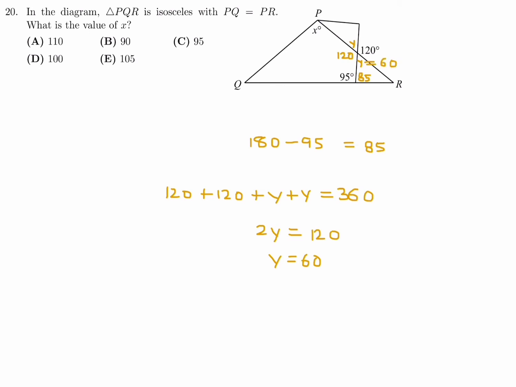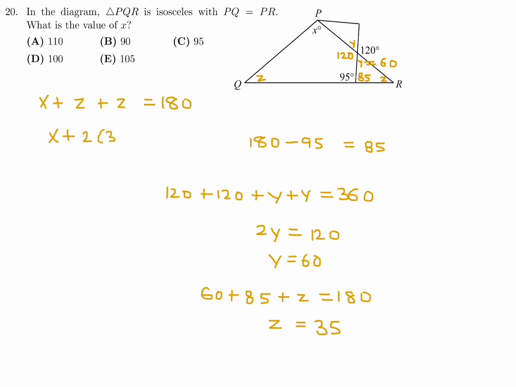So now if I call this, let's say Z, 60 plus 85 plus Z is equal to 180. So Z looks like it will be 35. And finally, because it's isosceles, this is also Z. So that means X plus 2Z, and Z is 35, is 180. So that means X is equal to 180 minus 70. X is equal to 110. So number 20, the answer is A.